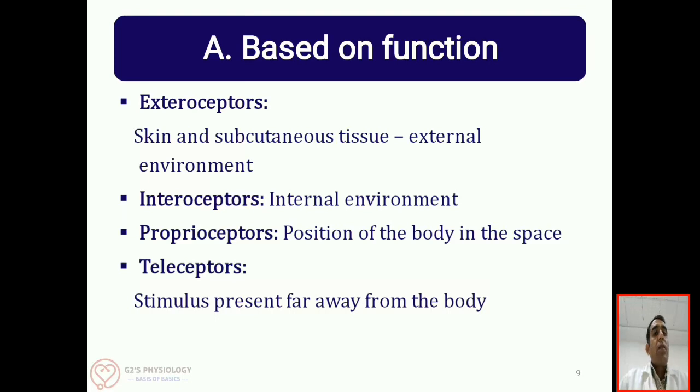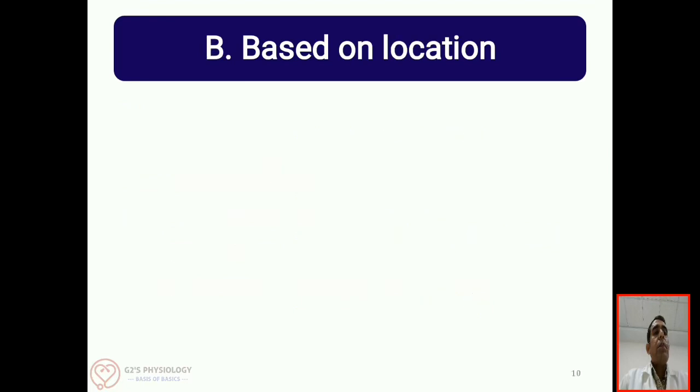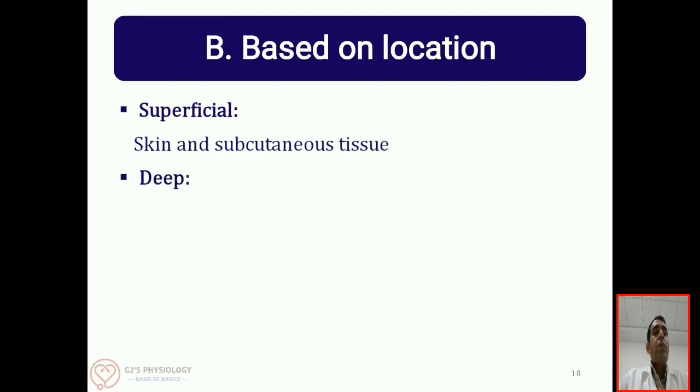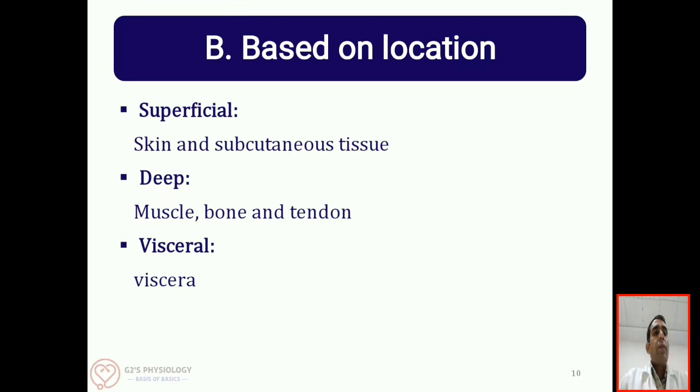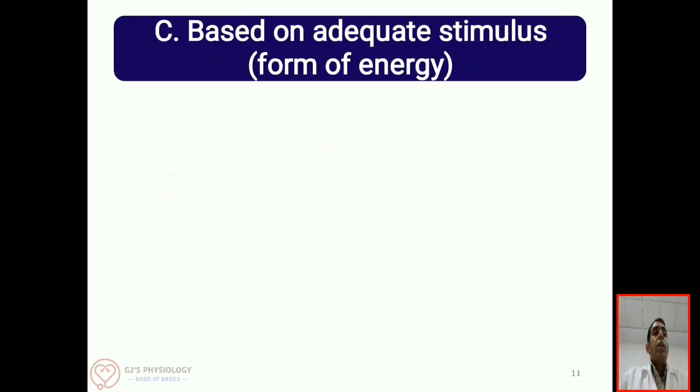So these are the examples of receptors based on function: exteroreceptors, proprioceptors and telereceptors. Now, based on the location, it may be in the skin and subcutaneous tissue, or deep, that is present on the muscle, bone and tendon, or visceral, that is present on the viscera. Now the last and most important way of classification is based on the adequate stimulus or form of energy, or we can say the type of the stimulus.